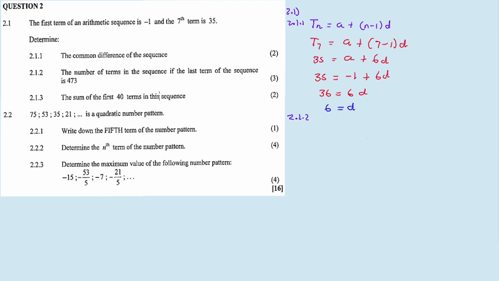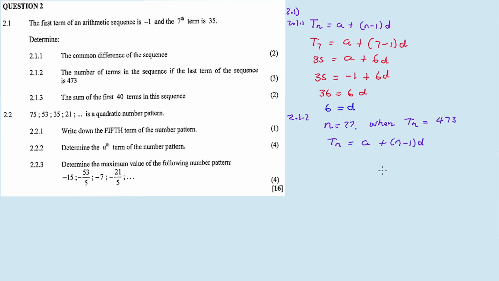2.1.2, determine the number of terms in the sequence if the last term of the sequence is 473. In other words, ngifuna the value for n whenever u-Tn is equal to 473, right? Ngino D in this sequence, ngino D as well as A. Now I can answer this question ngoba D no A nginayo.